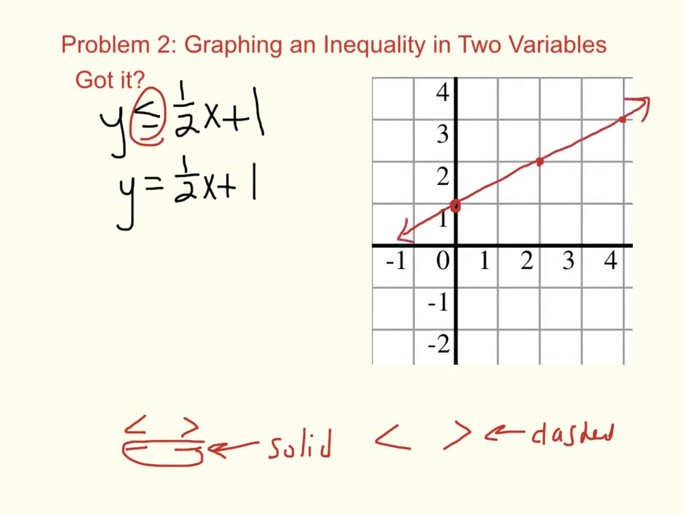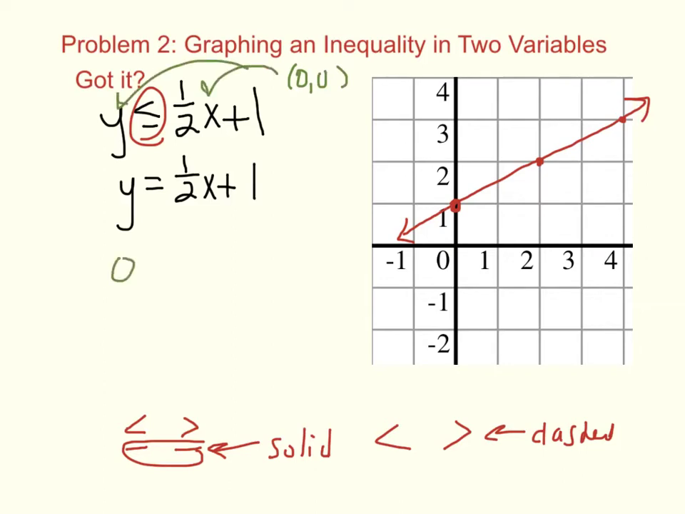Now, here's the tricky part. You have to determine which part of this line are solutions. Everything above the line is going to be shaded, or everything below the line. So here's how you do it. Pick any point that is not on the boundary line. Any point you want. The easiest point to always pick is 0, 0. So you're going to take the 0, 0, and you're going to plug it in to the original inequality.